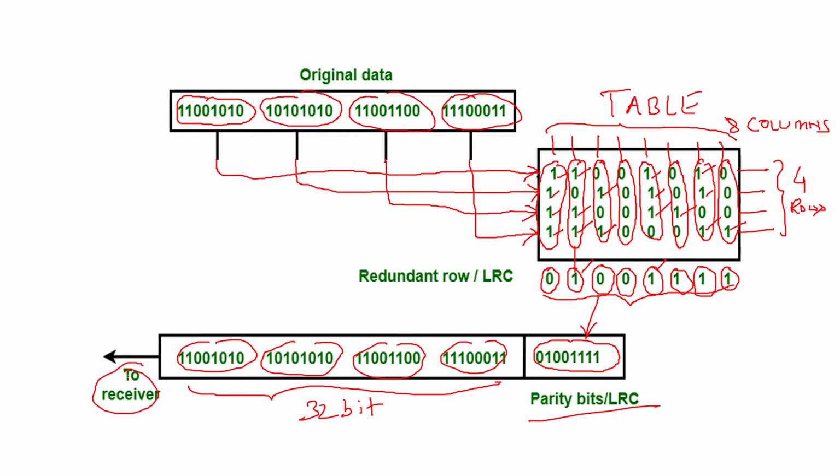Now the receiver will check the table, it will check the columns, and it will check the number of ones in each column depending upon the parity bits we have sent. If everything matches, then the data is accepted. 32-bit data is accepted by the receiver. If it doesn't match, if the number of logic ones in the column is not according to the parity shown in the extra bits sent along with the data, then there is an error, and therefore the data will not be accepted.